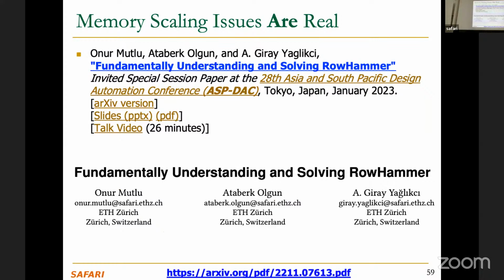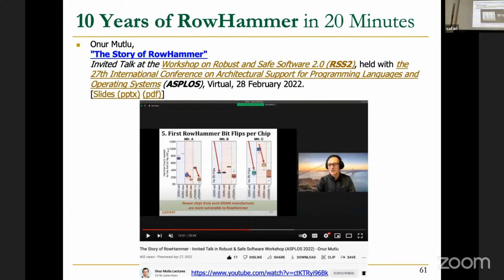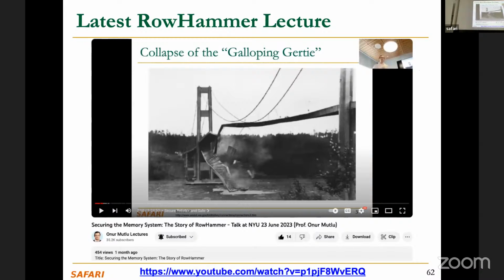So if you are interested in this type of security aspect of memory systems, I invite you to check this paper, Fundamentally Understanding and Solving RowHammer, and there are also some lectures online talking about the security aspects of the DRAM itself. I don't know if there is any question at any point on YouTube or here, so feel free to stop me if there is any. We have many lectures and classes related to the security issue.